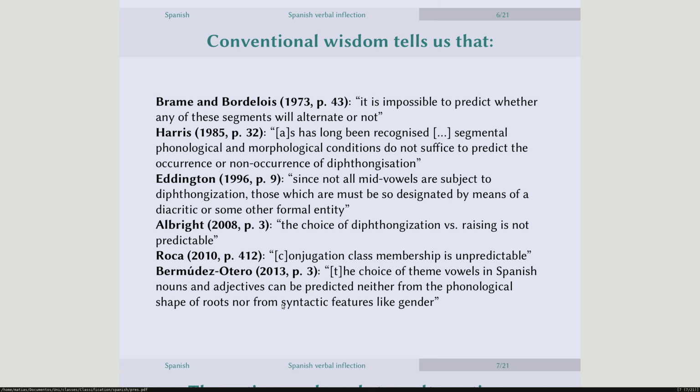Now, as I mentioned, Spanish verb inflection is a relatively old topic. Many people have worked on it, and a common pattern in most papers on Spanish verb inflection is that people have claimed that it is unpredictable. So, for example, Harris says that, as has long been recognized, segmental phonological and morphological conditions do not suffice to predict the occurrence or non-occurrence of diphthongization. Or Albright: the choice of diphthongization versus raising is not predictable. Or Roca: conjugation class membership is unpredictable.